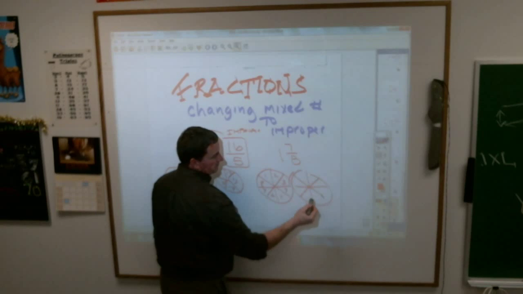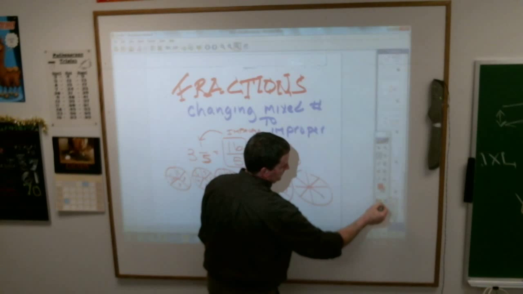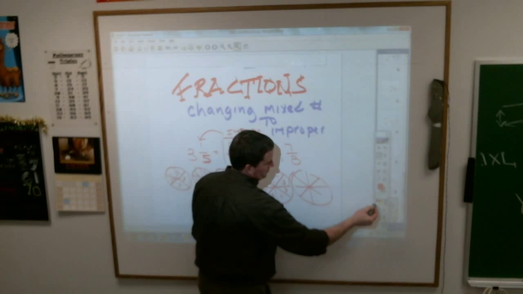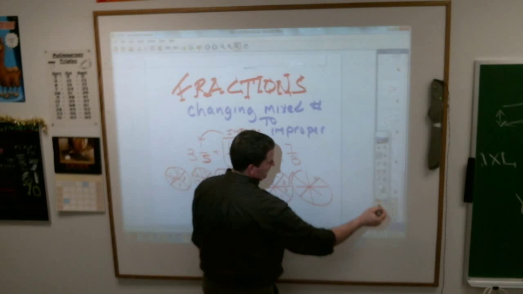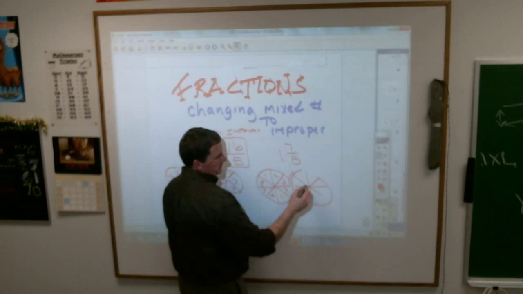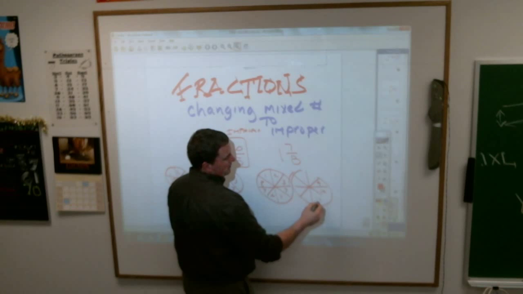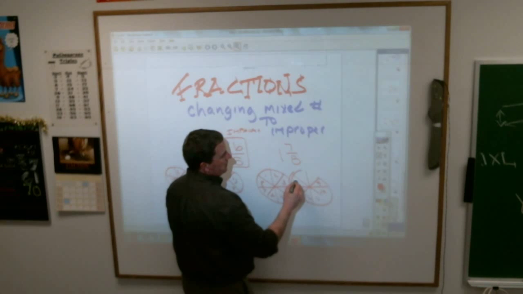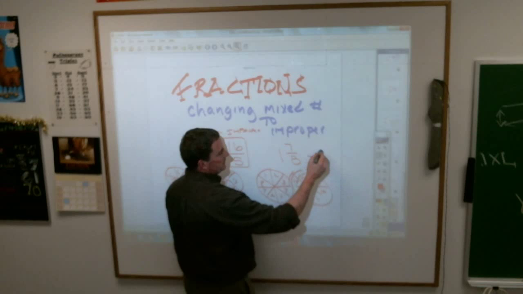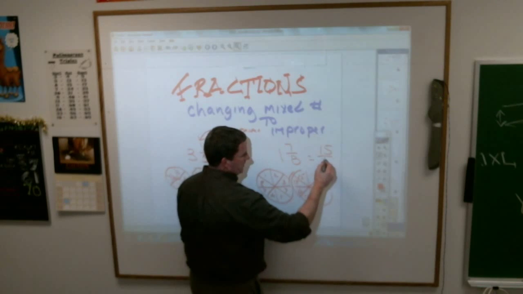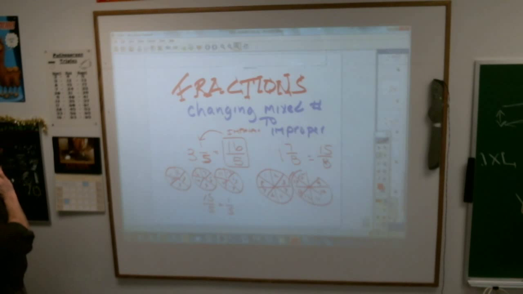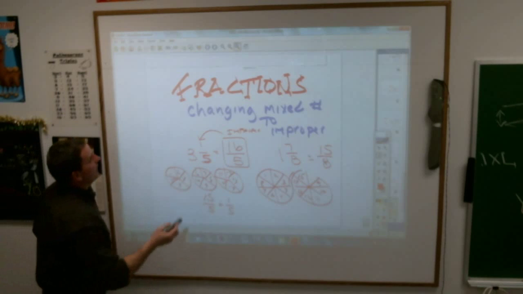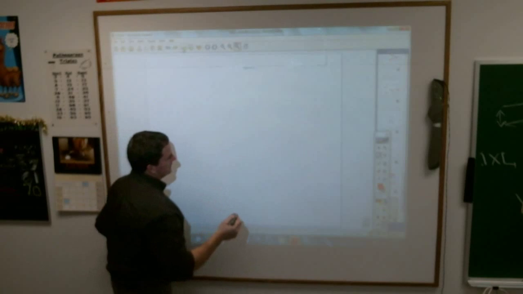7 8s. So I gotta get rid of 1. Plus another 7 8s, which makes it what? 8, 9, 10, 11, 12, 13, 14, 15. This is the same thing as 15 8s, right? Agree or disagree? Agree. Alright, that's all well and good till you get to something like this.